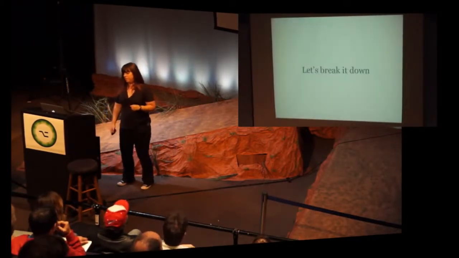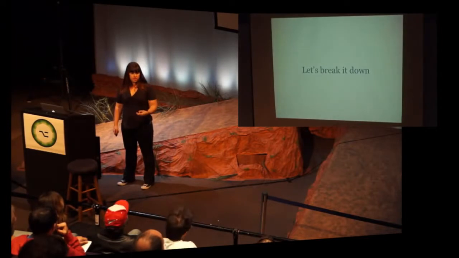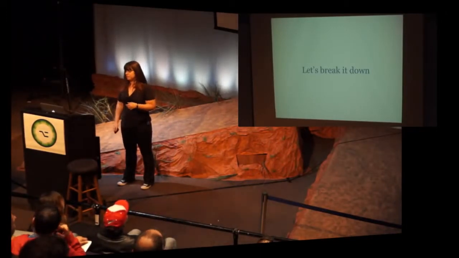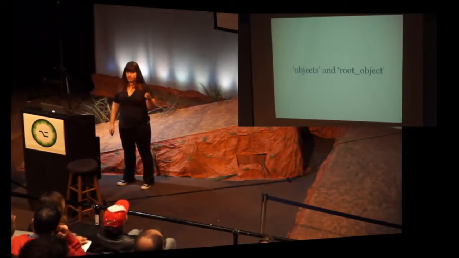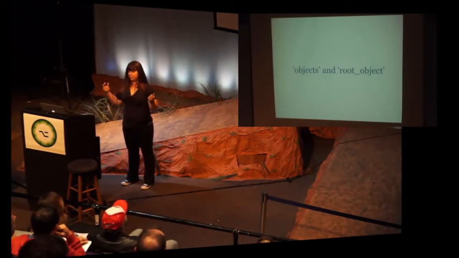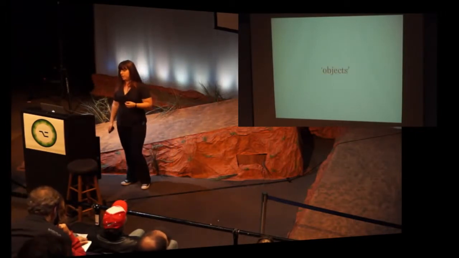But let's break it down, because this is a plist and it has patterns. And Apple loves their patterns, so it's actually really easy to figure out what's going on once you learn about that. So there are two pieces that are really, really important. There's the objects key and the root object key at the very, very root of the file.